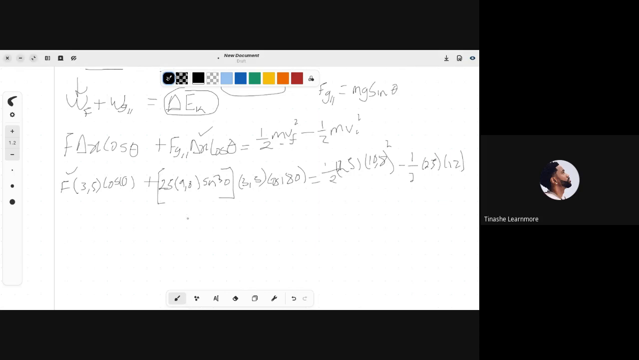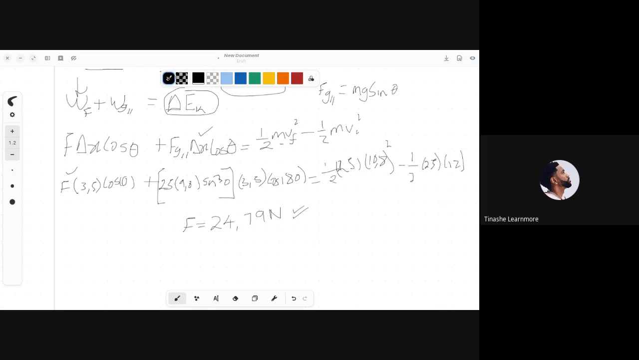Okay, so then F is 24.79 newtons. Beautiful. Any questions on that solve? Any questions on that solve? Petro? All right. So no questions on that one.